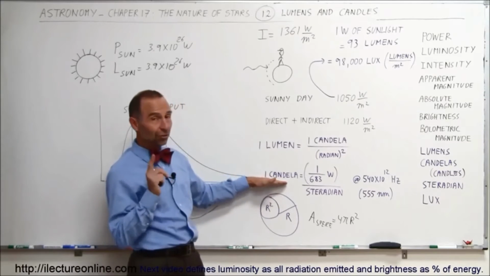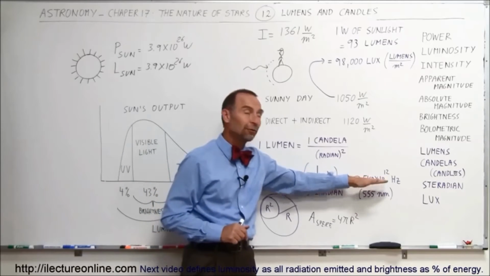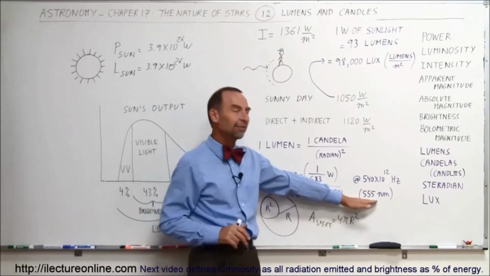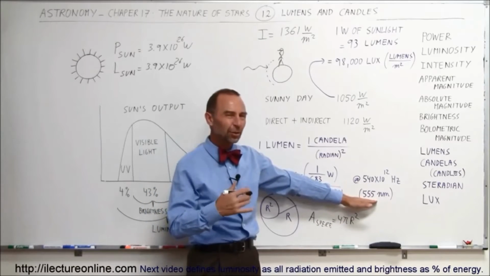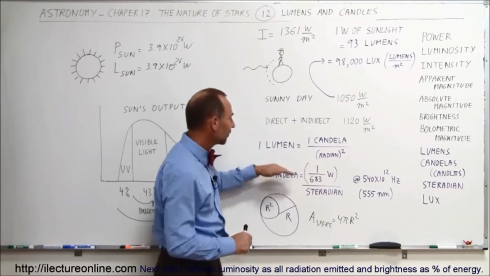Now, the condition of that, of course, is that we use light at 540 times 10 to the 12 hertz, which is about the common frequency of sunlight at about 555 nanometers. So that's the typical light coming from the sun. So under those conditions, that is the definition of a candela.